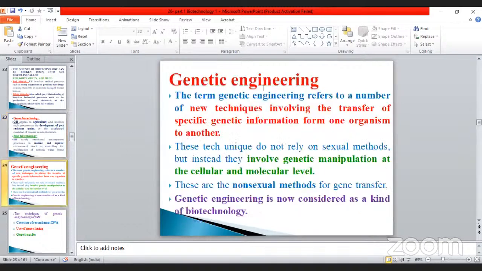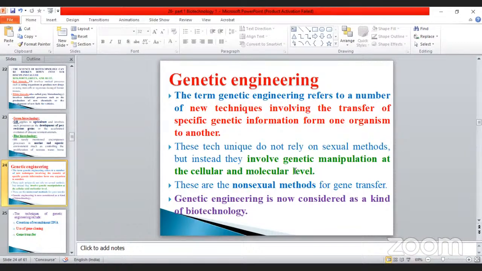And the next one is genetic engineering. What is genetic engineering? The term genetic engineering refers to a number of new techniques involving the transfer of specific gene information from one organism to another organism, so that the desired character valuable in the population can be obtained. The techniques do not rely on the sexual method, but instead involve genetic manipulation at the cellular and molecular level.